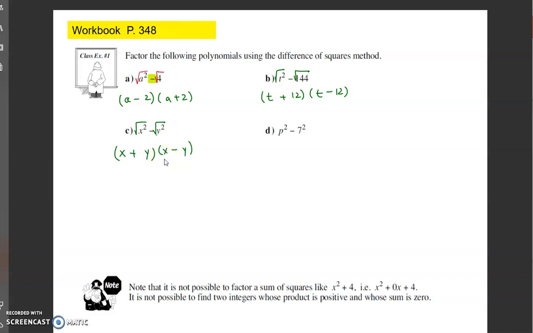Okay, d is also the same thing, just written a little differently. Remember, I can take a square root of p squared is p. The square root of 7 squared is just 7. So instead of writing 49, they're trying to trick us and they're writing it as 7 squared. But I know the square root of 7 squared is just 7. So that's perfectly okay. So one negative, one positive. Okay?